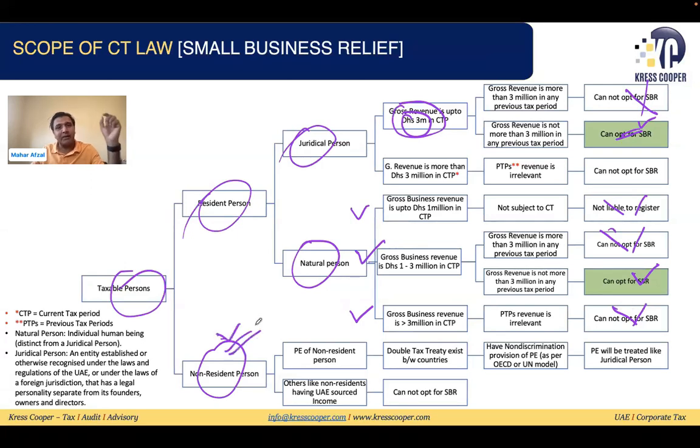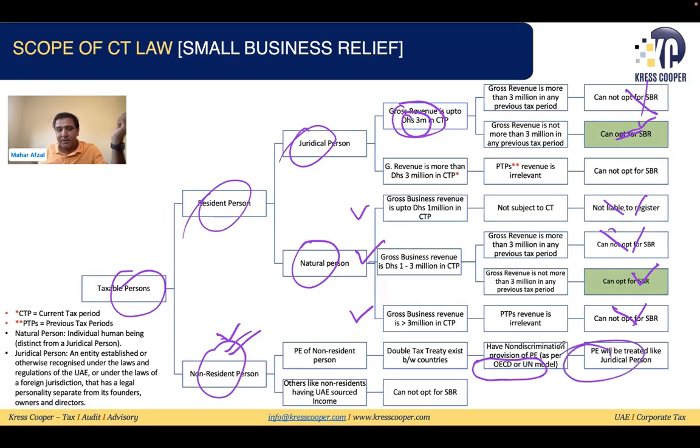Now, this is a natural person. For a non-resident person, I discussed in the very beginning, this is only available to the resident taxable person. One exception has been given in the guide. In the guide, they have mentioned that if this is the PE of a non-resident person, we all know that the PE of a non-resident person is non-resident for UAE Corporate Tax. But they have given an exception: if there is a double tax treaty between the two countries, and there is a provision in the double tax treaty for no discrimination for the PE of the non-resident company as per the OECD guidelines or the UN model, these being the two different models, by the way, for transfer pricing, then the PE will be treated like a juridical person.